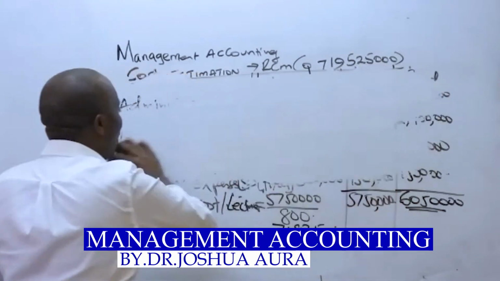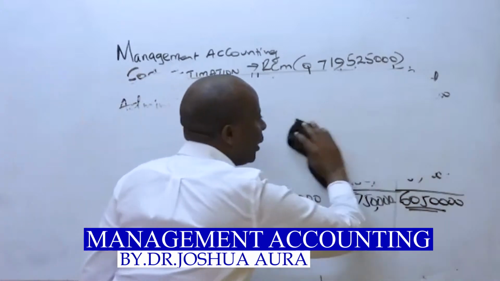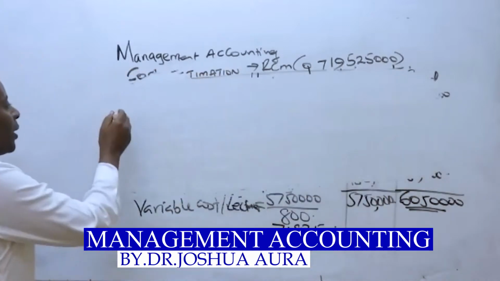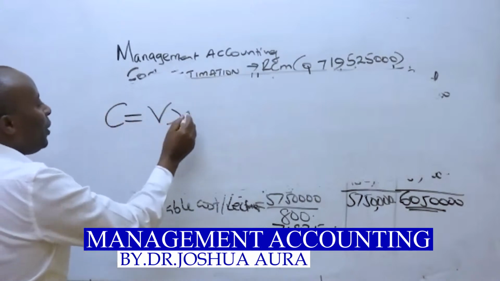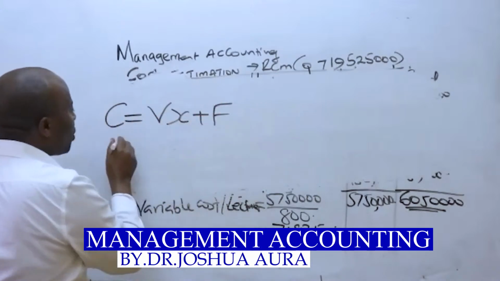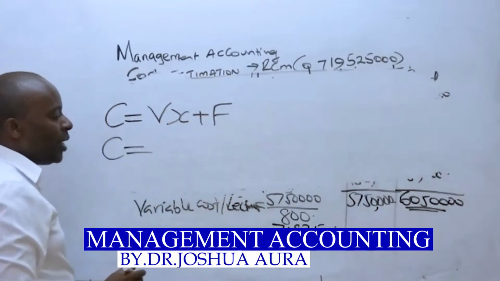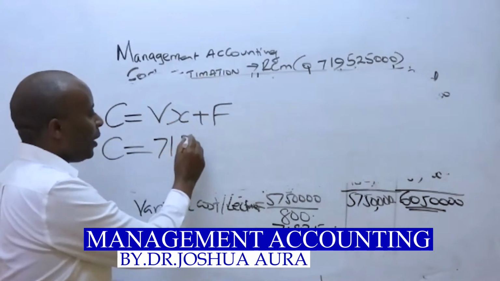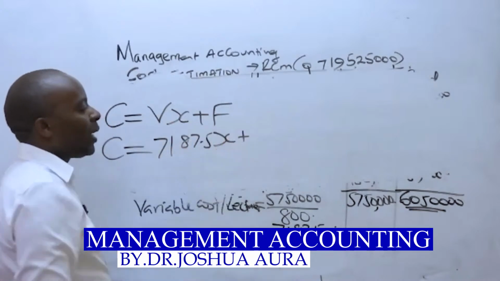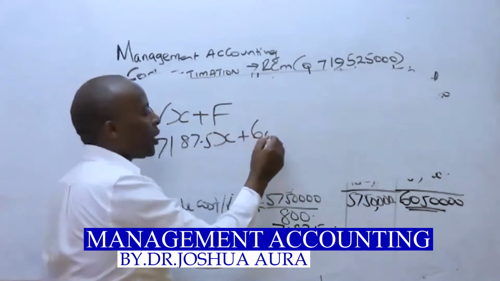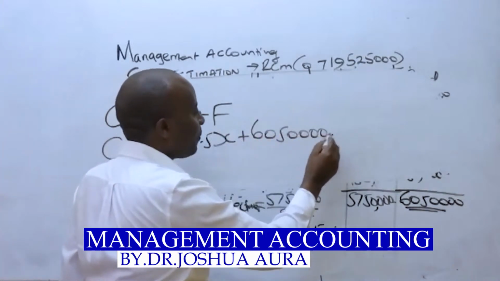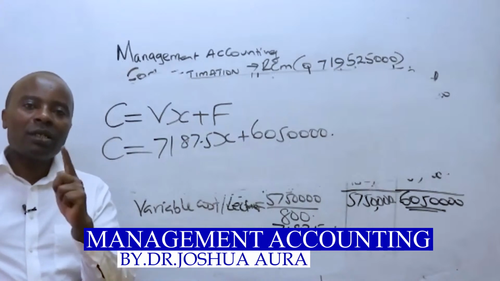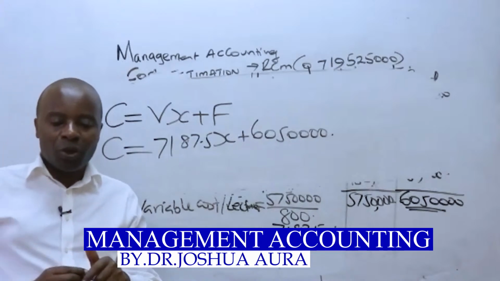Fortunately, we know how the cost equation looks. Our cost equation here is Vx plus F. So our cost equation will be V, which is the variable cost per unit, 7187.5x, plus the fixed cost, which is the fixed total. So now we are through with this particular equation. After that, we go to the question.